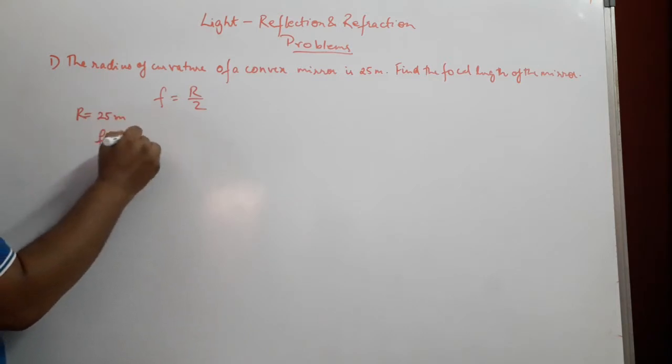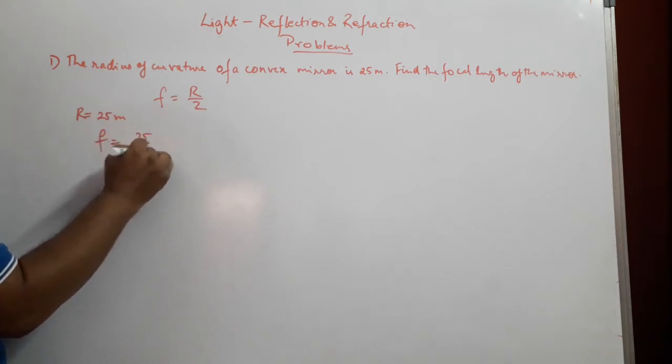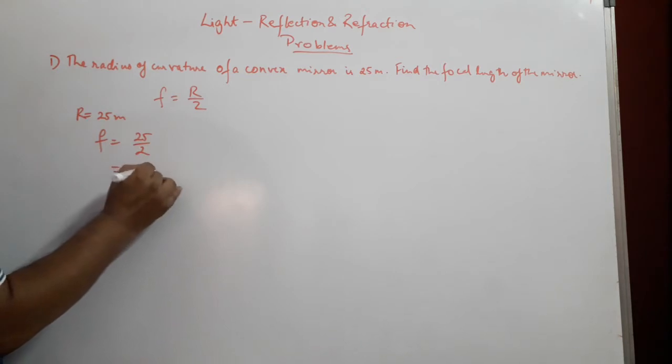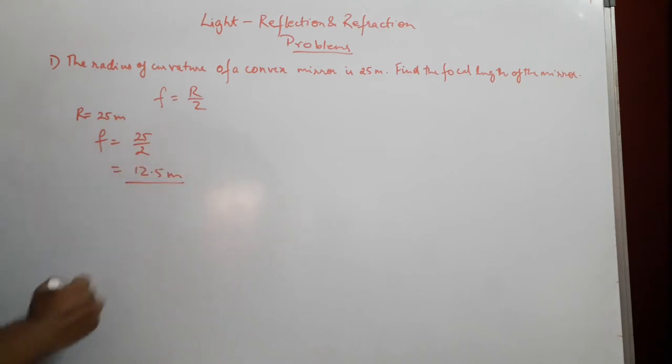So f will be equal to 25 upon 2, and that would be 12.5 meters. So that is our focal length. That is the answer to the first question.